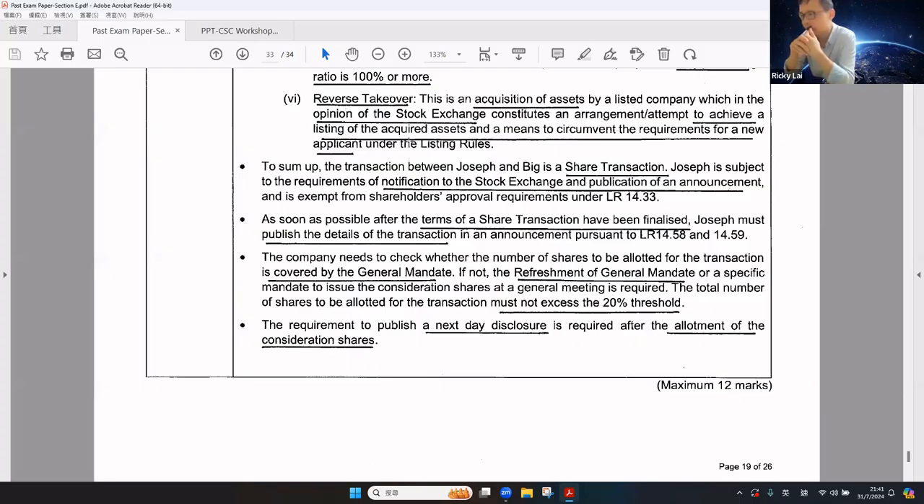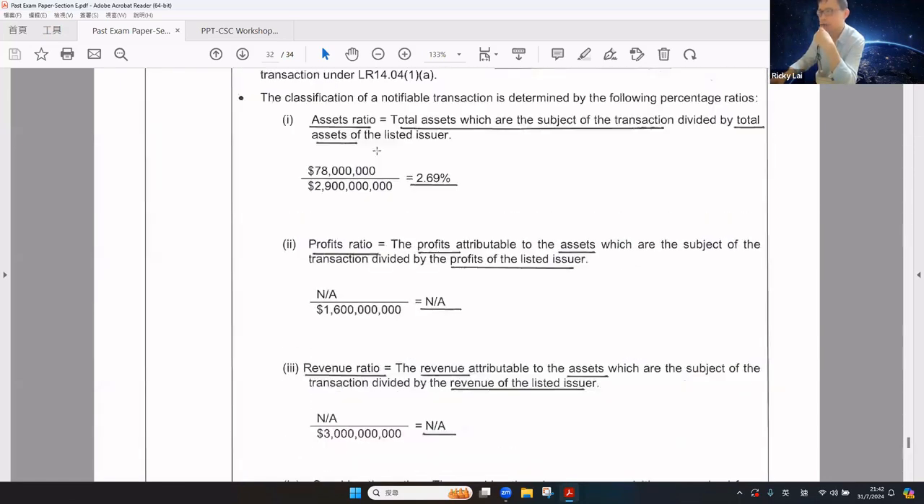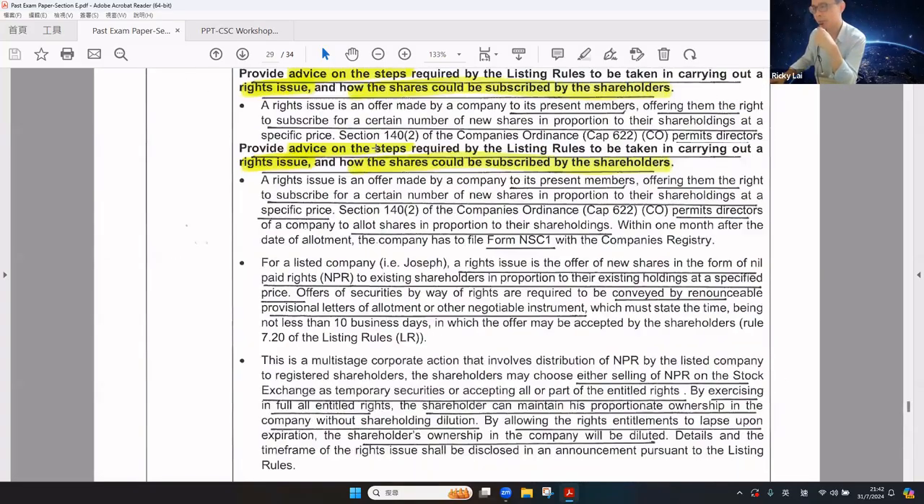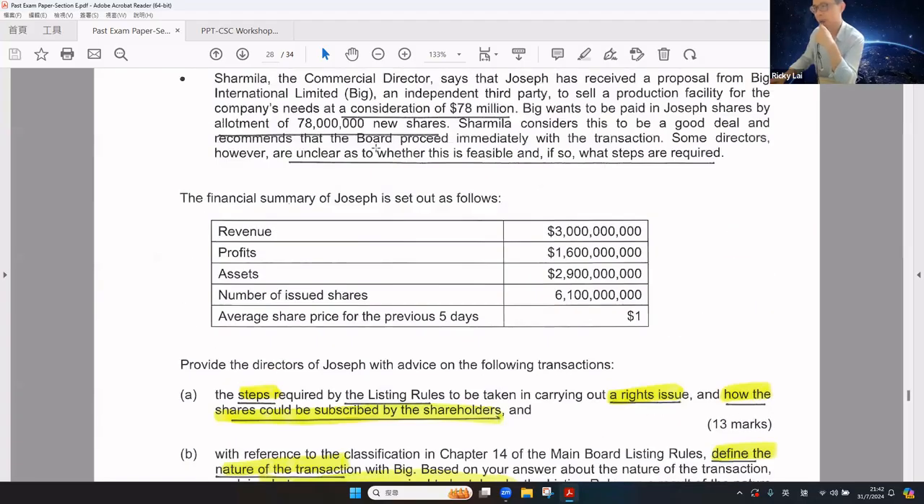The company needs to check whether the number of shares to be allotted for the transaction is covered by the general mandate. If not, the refreshment of the general mandate or a specific mandate to issue the consideration shares at the general meeting is required. The total number of new shares to be allotted must not exceed 20%. After the allotment of the consideration shares, the company should also publish the next day disclosure return. So this question is very straightforward. Only an announcement is required for the share transaction.